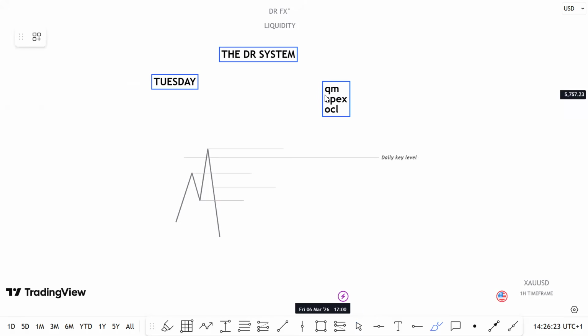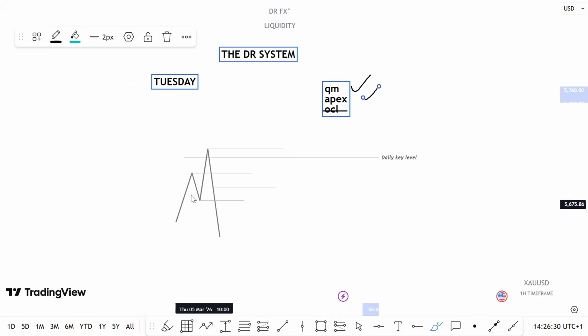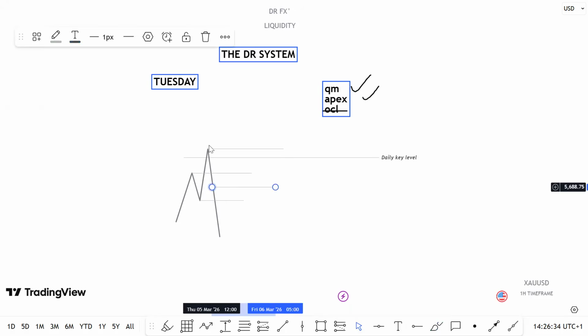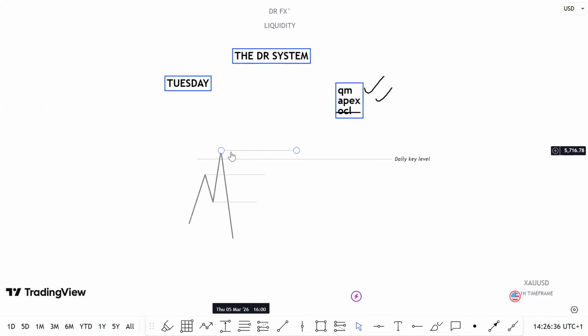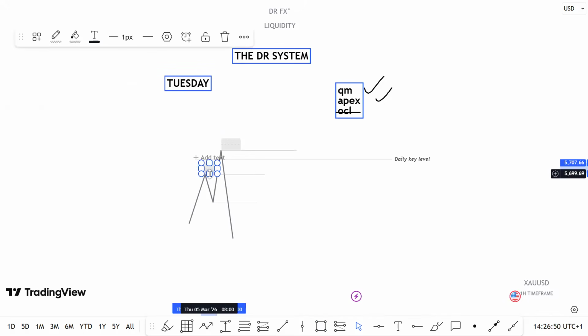Now, there are two ways of executing also. You can substitute OCL and pay attention to QM and Apex. So you now do not pay attention to OCL, so I'll delete OCL. You are now paying attention to this and this. What you do is, on the H4 time frame, you mark out your OCL like this, and you mark out your apex like this. Now, when you mark out your OCL and your apex like this, then you pay attention to the QM.